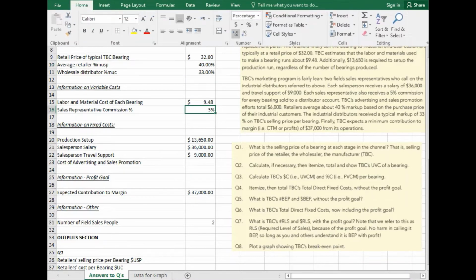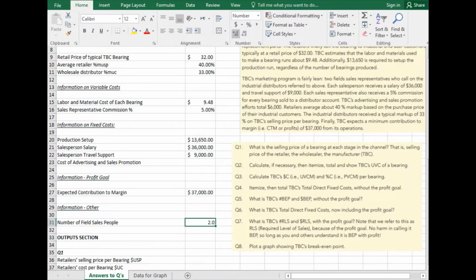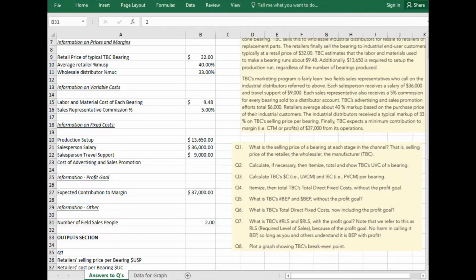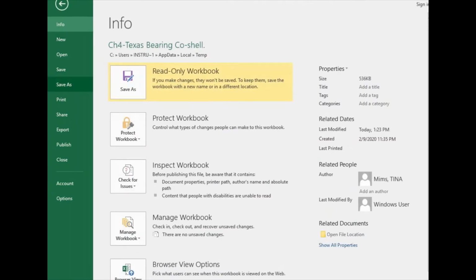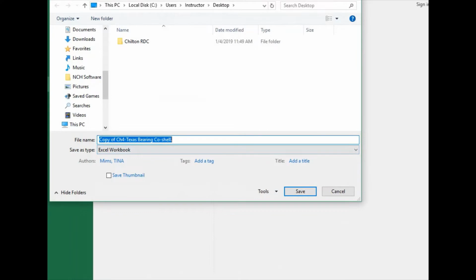We know that the average retailer percent markup on selling price is 40%. I'm going to just make these a couple of extra percentages, give us a couple more decimals. And we know that that's a number. We only have 2 whole people. We don't have any part-time people. Otherwise, we could put 2.25 or 2.50. But we have 2 field sales reps.